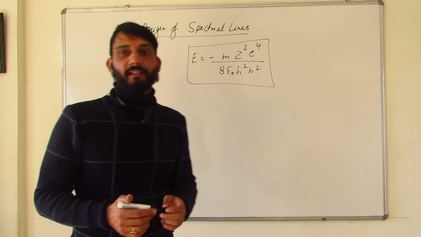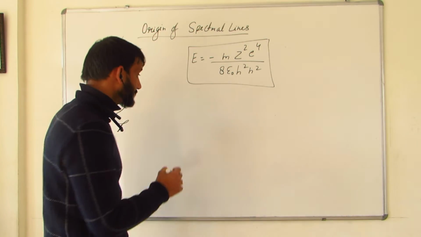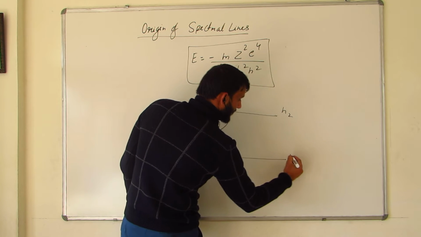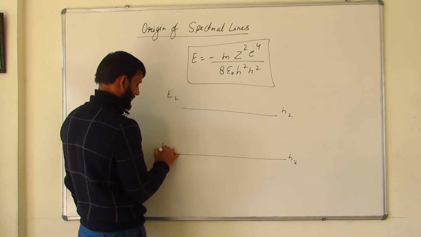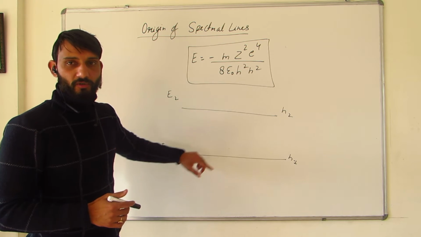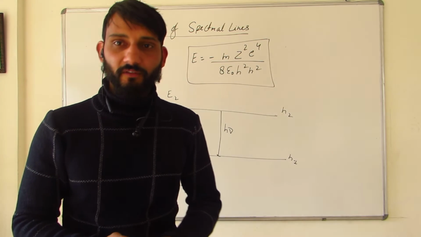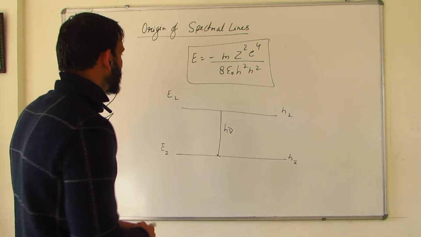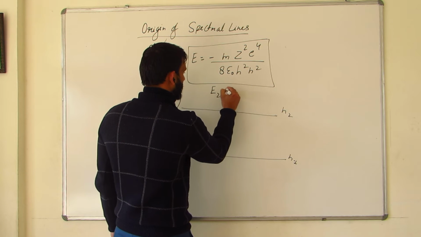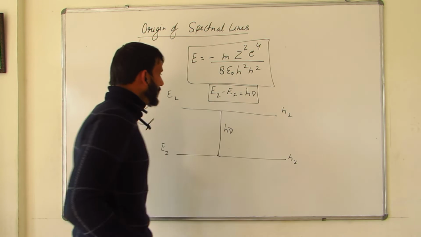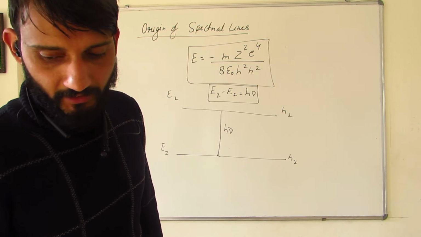Now the spectral lines we are talking about: this is n2 and this is the lower orbit. Energy at the higher orbit is E2, energy at the lower orbit is E1. When the electron jumps back from the higher orbit to the lower orbit, it will emit some energy in the form of a photon, and the energy of the photon will be h nu, right? So E2 minus E1 is equal to h nu.